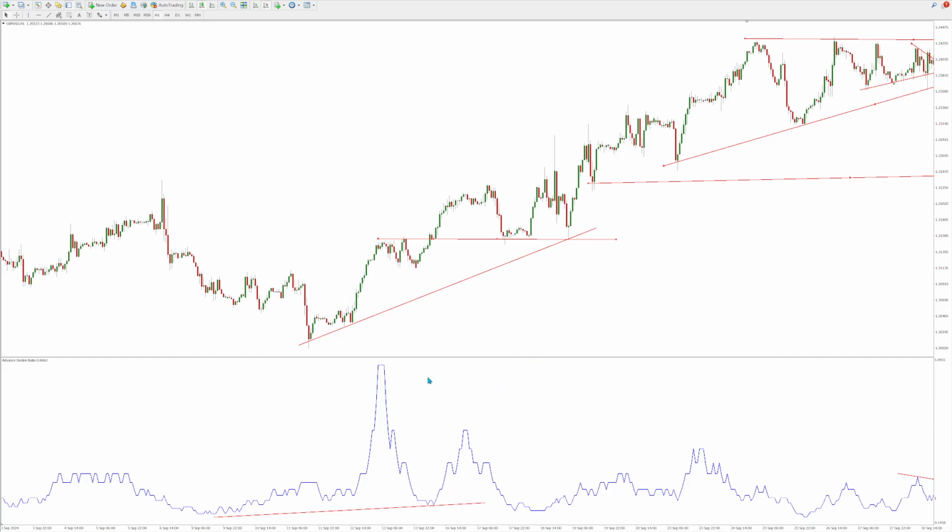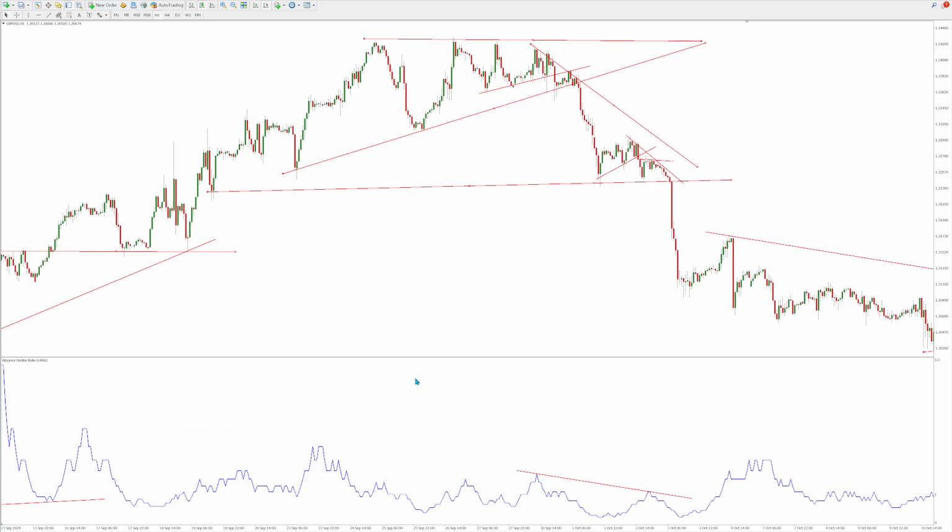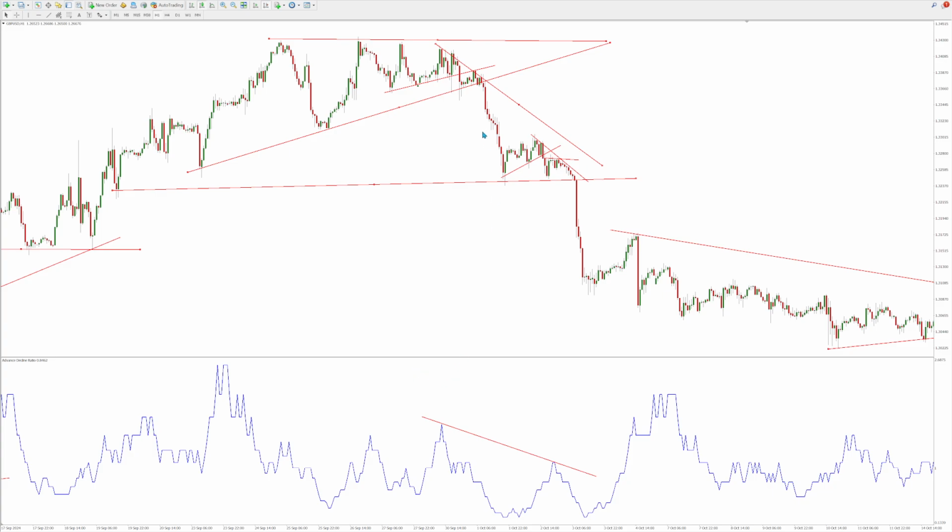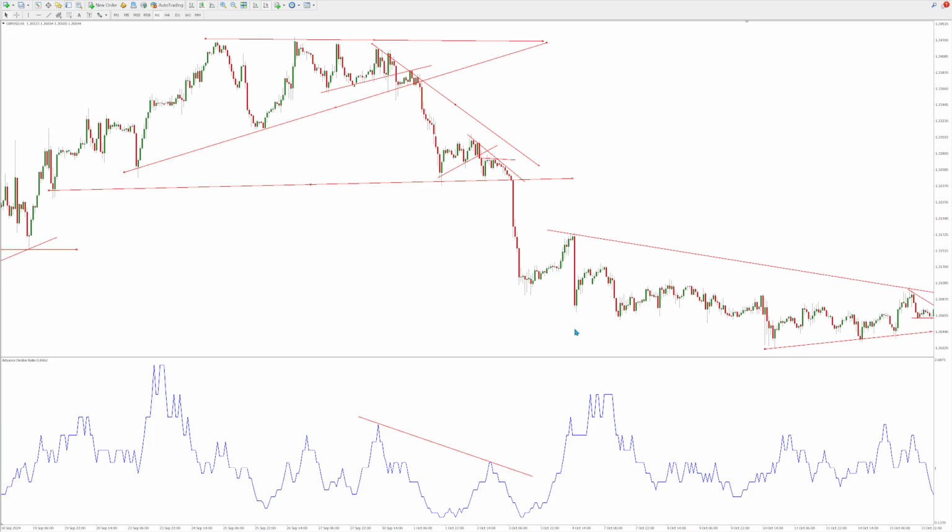So they're the main elements that I would take from the indicator and the way in which I would look to trade with it personally. However, I don't think it's something that you can't do by looking at the charts yourself and just putting a bit of effort into drawing these lines.